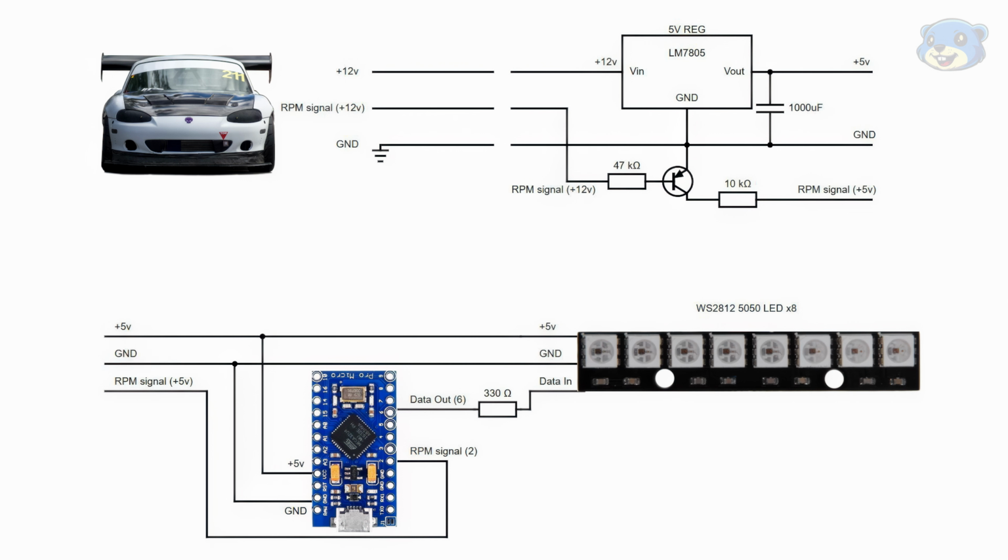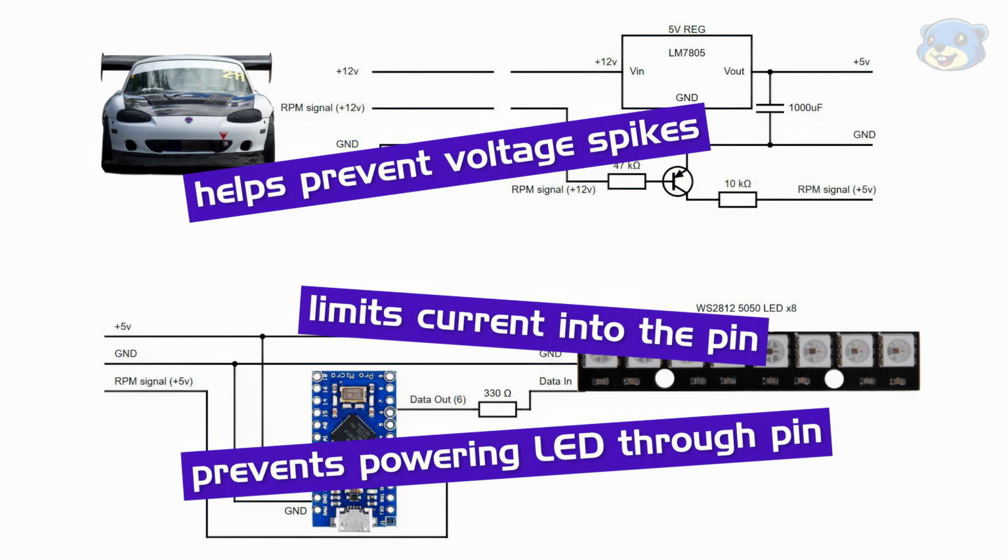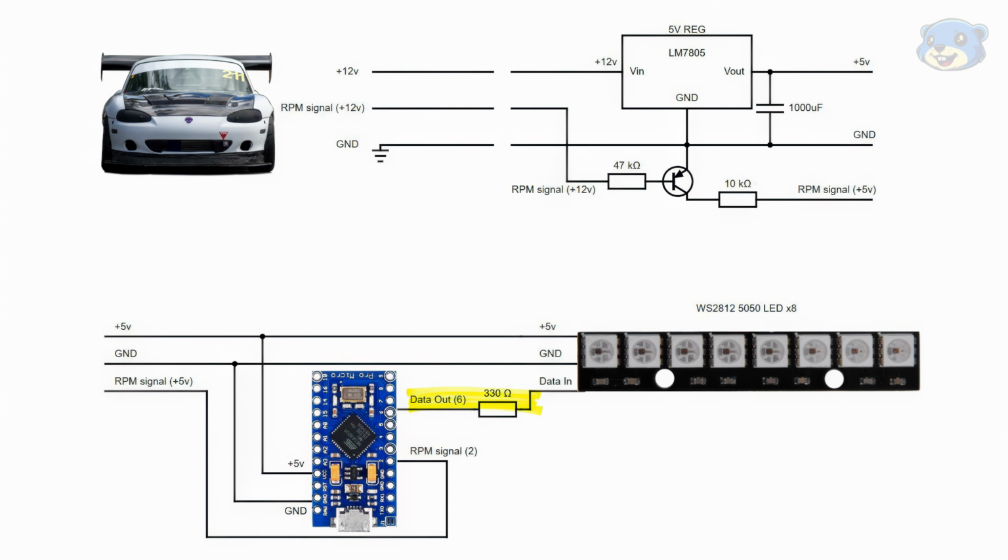Then there's the output from the Arduino, our LED data signal. This output includes a resistor of somewhere between about 300 and 500 ohms. Why, you ask? I don't exactly know. I've seen suggestions that it helps prevent voltage spikes, or limits the current into the pin, or prevents powering the LED through the data pin. But in any case, it's suggested to run this resistor as best practice when using the Neopixel's library and the WS2812 LEDs as we are here.